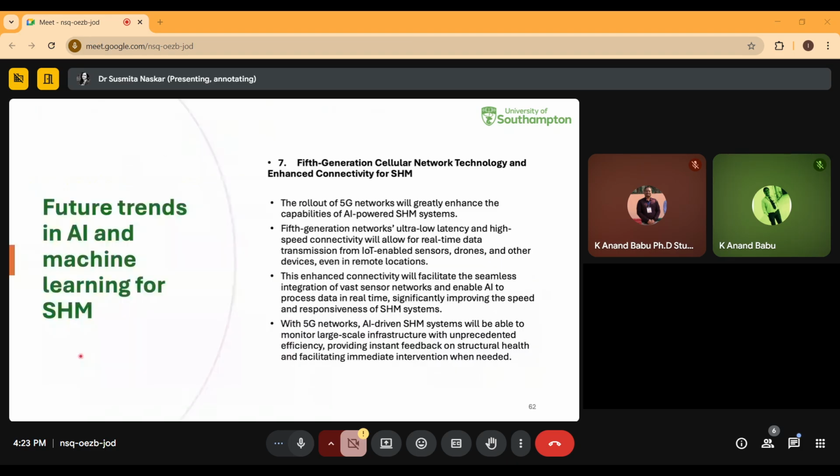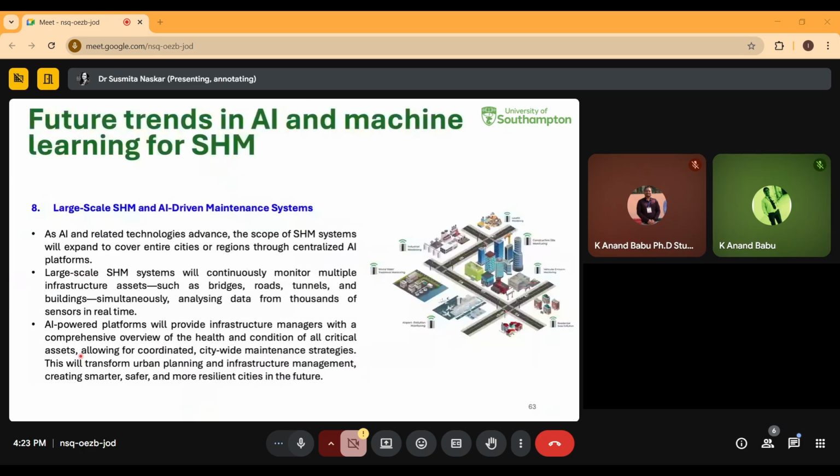And then the fifth generation, 5G, where the technology or the connections can be more advanced, so you can get real-time data faster and better. And then definitely the large-scale SHM and AI-driven maintenance system, right? So which of those eight do you think has a better future compared to the others?